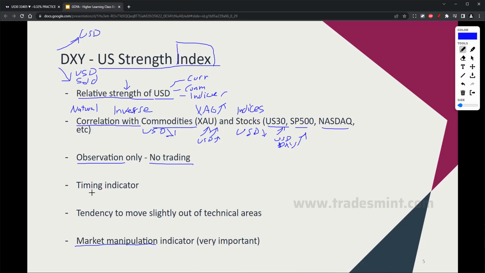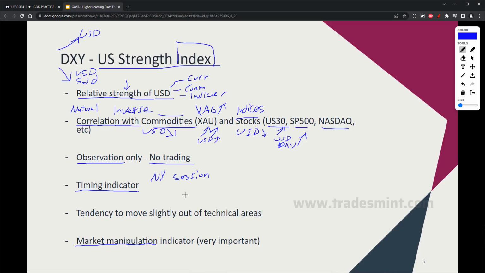Okay, it's also a timing indicator. So basically when you're trading the New York session, which is the session that the USD is the most active, that commodities are going to be the most active, stocks and indices are going to be the most active as well, by looking at the DXY, you're going to look at the price action and see is the market currently buying or selling USD, and is it doing it now, and is my timing correct?